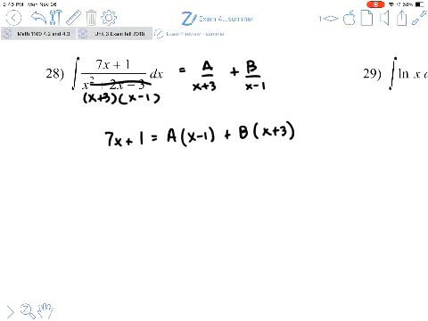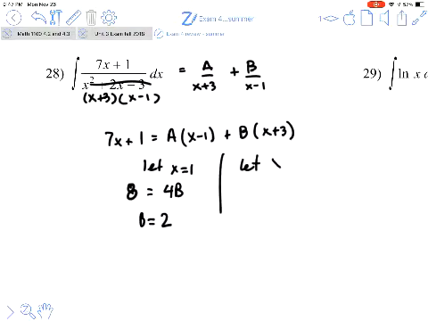Now we're solving for a and b, so we can let x equal whatever we want. So I'm going to let x equal 1, because if I plug that in there, I get 1 minus 1, which is 0. So a disappears, allowing me to solve for b. So when x equals 1 and I plug it in there, I get 7 plus 1, which is 8. When I plug it in there, I get 0 times a, which is 0. If I plug it in there, I get 1 plus 3, which is 4b. So b equals 2.